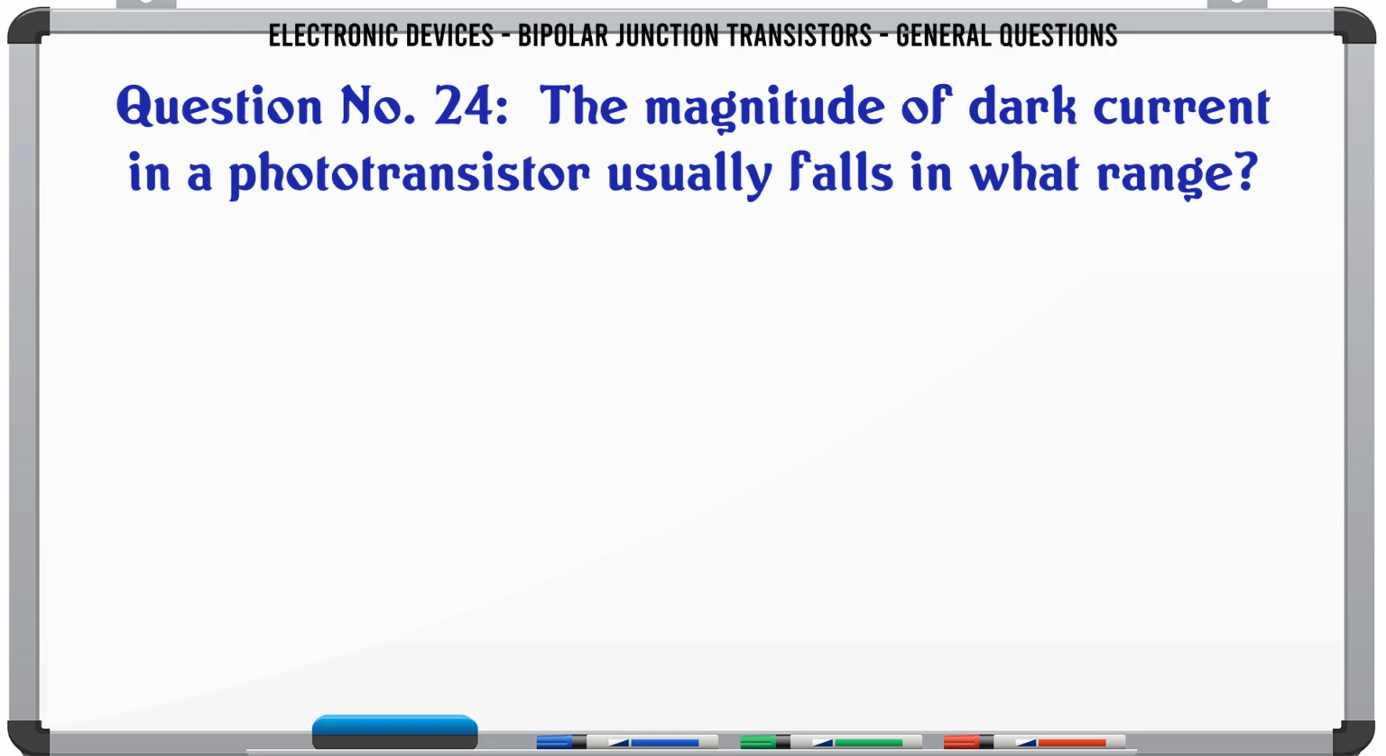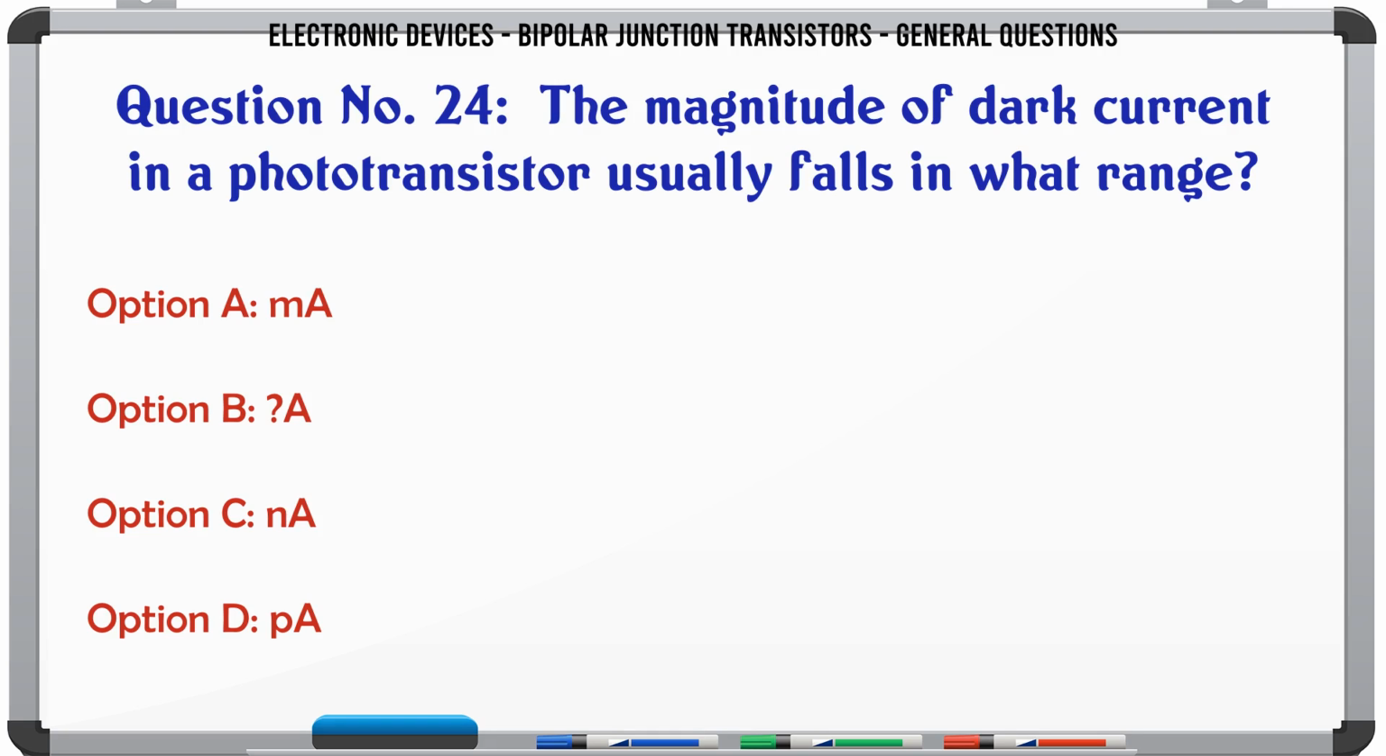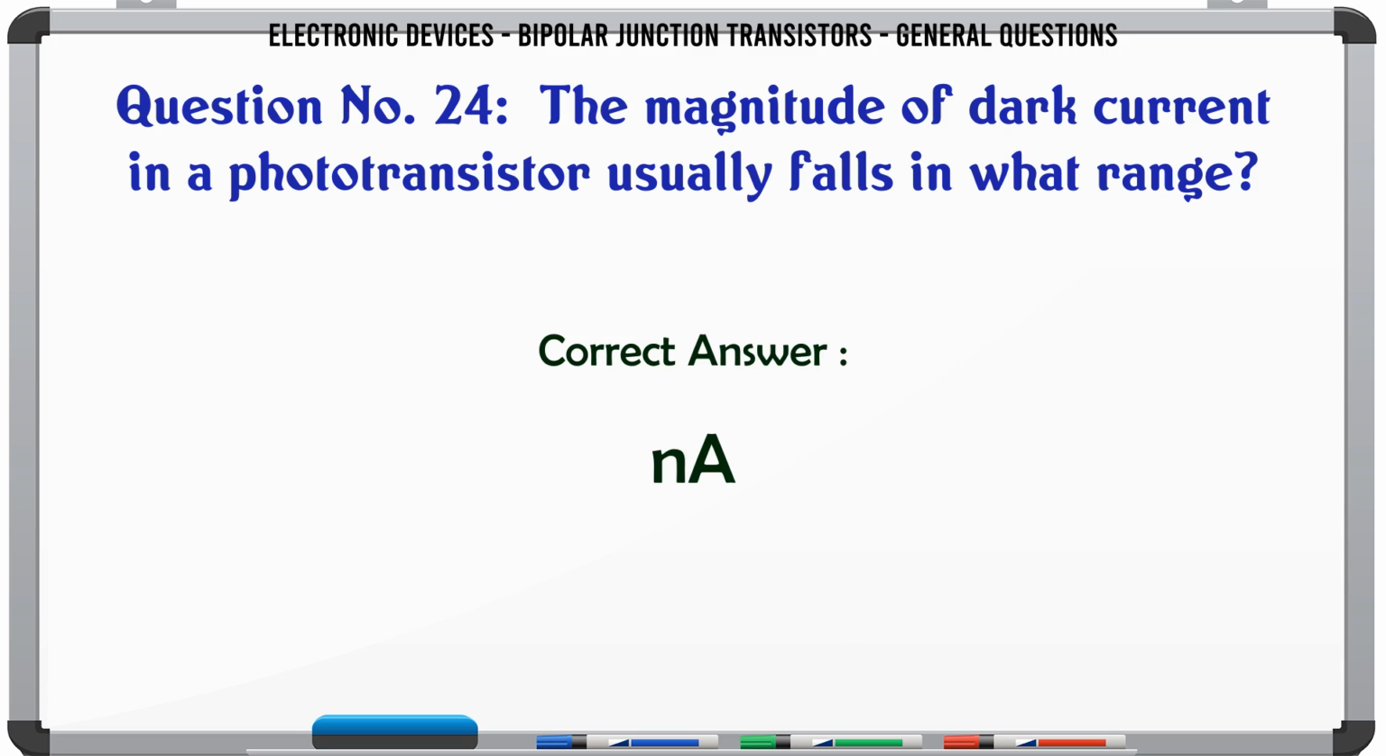The magnitude of dark current in a phototransistor usually falls in what range? A mA, B A, C nA, D pA. The correct answer is nA.